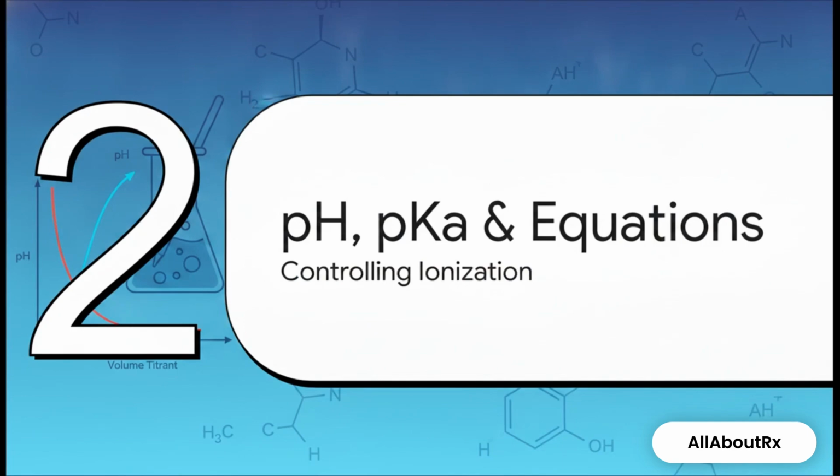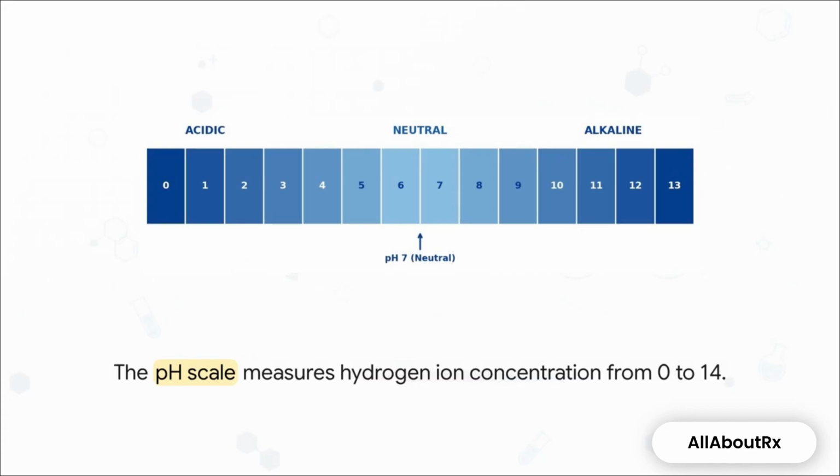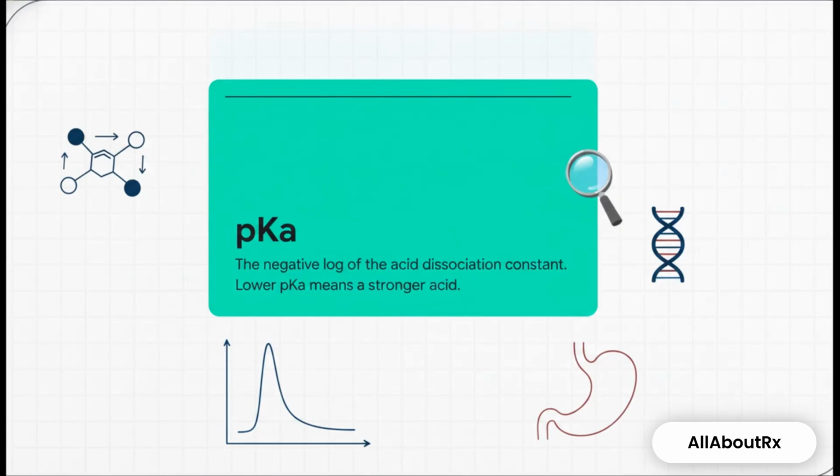Moving right along to Section 2, pH, pKa, and equations. First up is the classic pH scale, which measures how acidic or alkaline a solution is on a scale from 0 to 14 by tracking hydrogen ion concentration. In pharmacy, this simple little measure is literally everything. It dictates drug stability, it influences solubility, and it even controls whether a specific injection is going to burn a patient's tissues. Alongside pH, we have pKa.